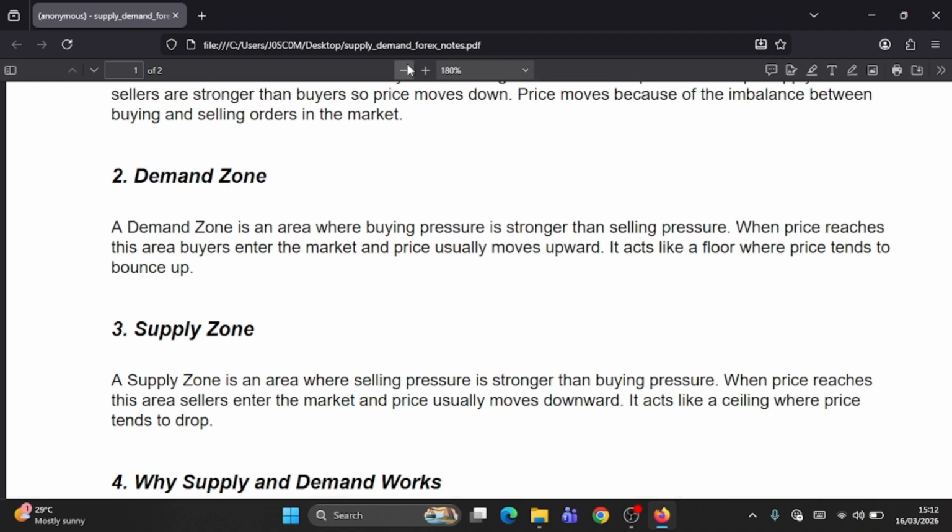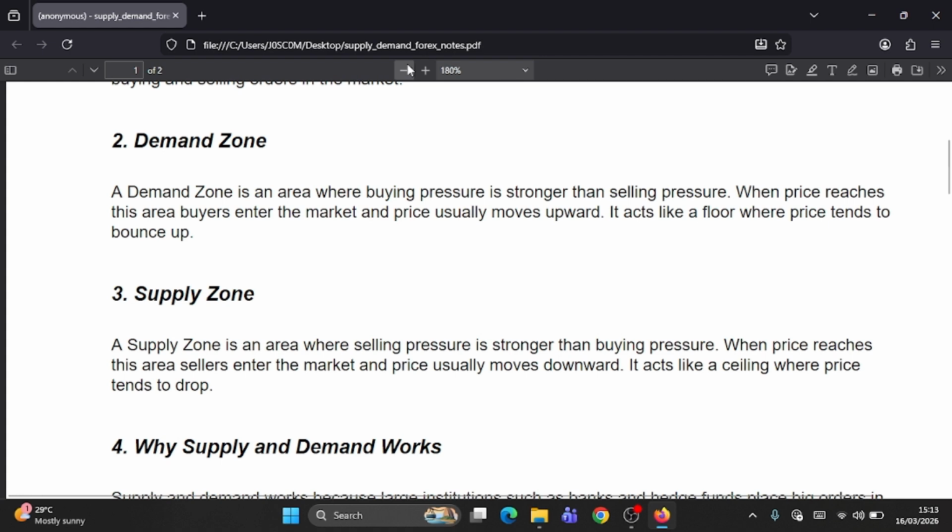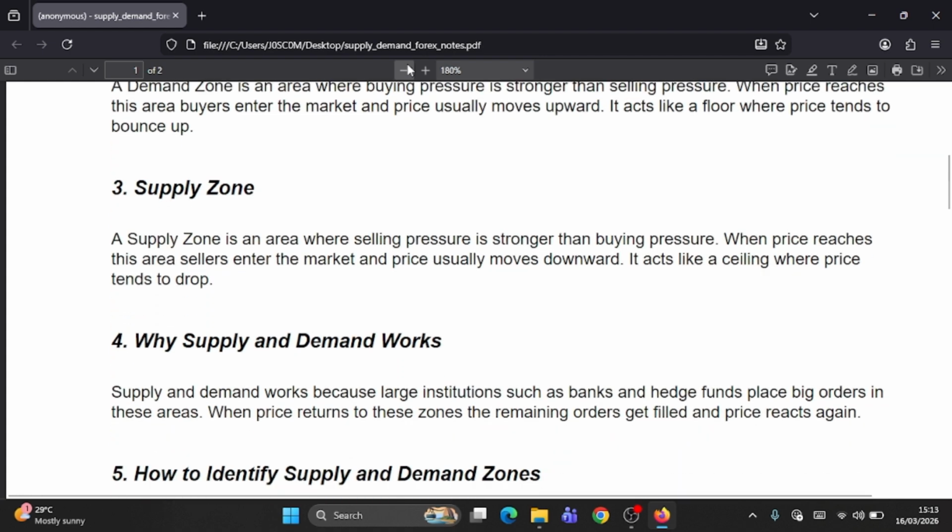A demand zone is an area where buying pressure is stronger than selling pressure. When price reaches this area, buyers enter the market and price usually moves upwards. It acts like a floor where price tends to bounce up.